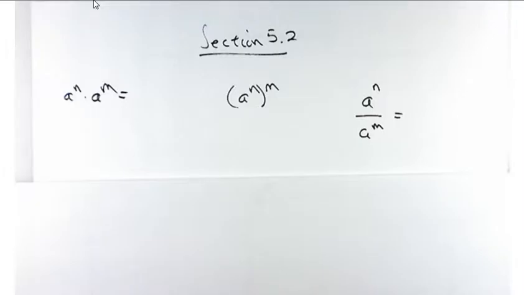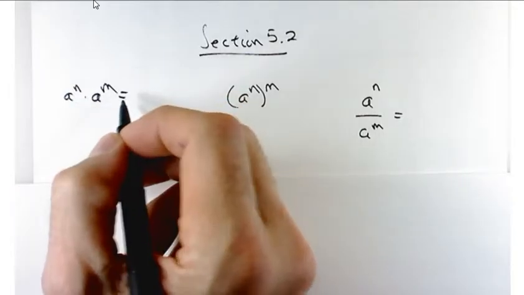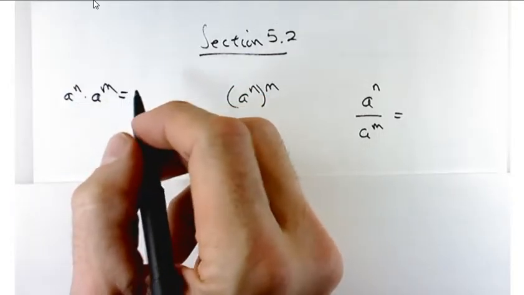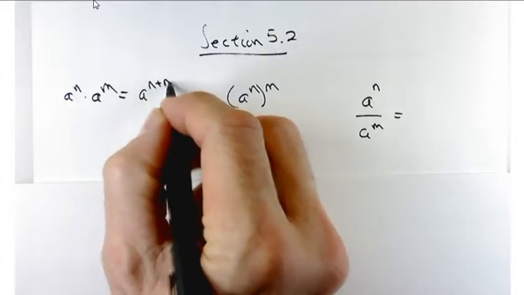So in section 5.2, we're going to continue to work with our rules for exponents. We're actually going to add a few rules to the ones we already know. So filling in these, when we multiply things with the same base, what happens to their exponents? Add them together. Good. N plus m.